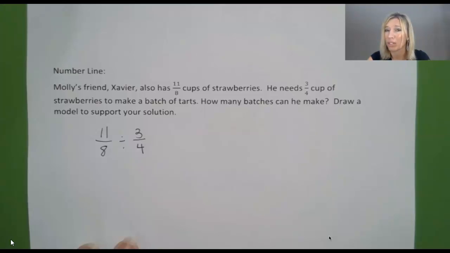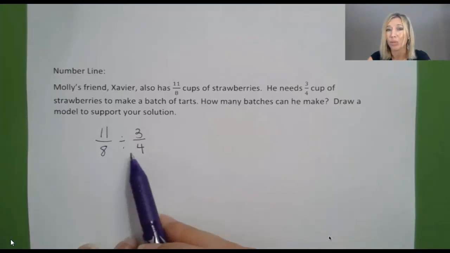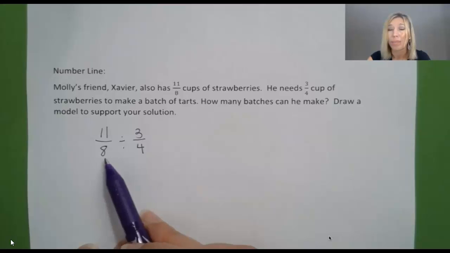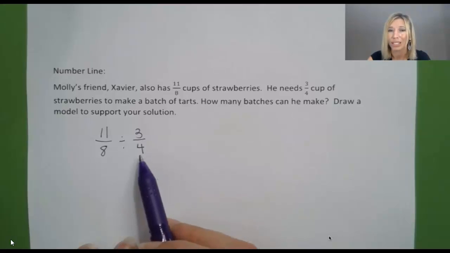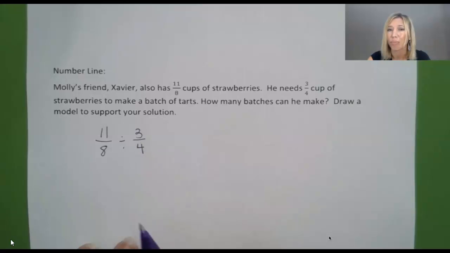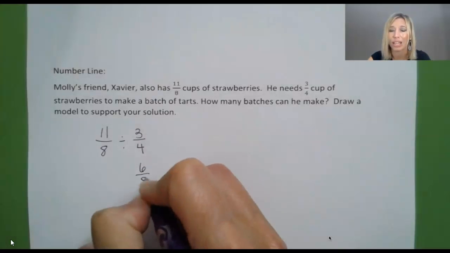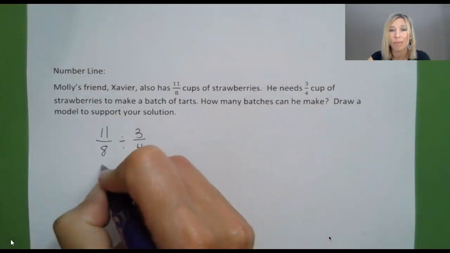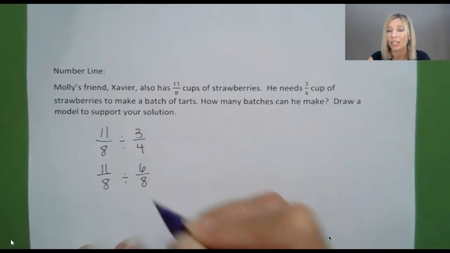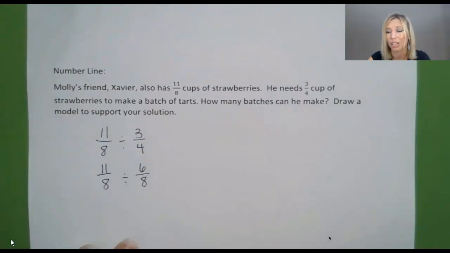One strategy we used in our work with division and fractions is to find a common denominator. I can see between 8 and 4 that my common denominator would be 8. I can rename 3/4 as a number of 8s. How many 8s would equal 3/4? Yes, 3/4 is equivalent to 6/8. So I can think about this problem as 11/8 divided by 6/8.